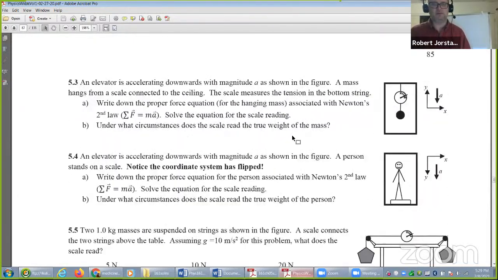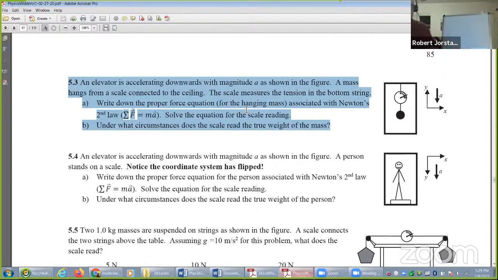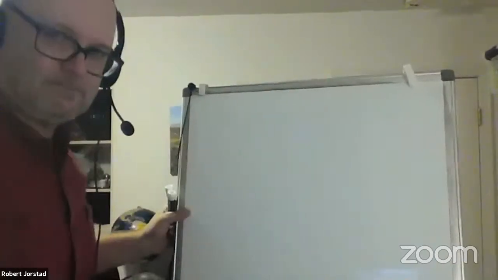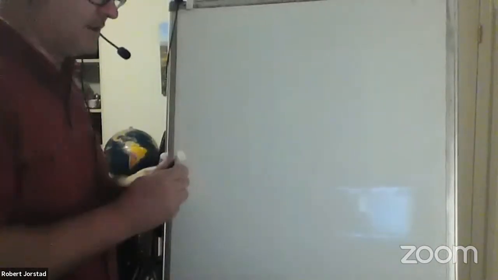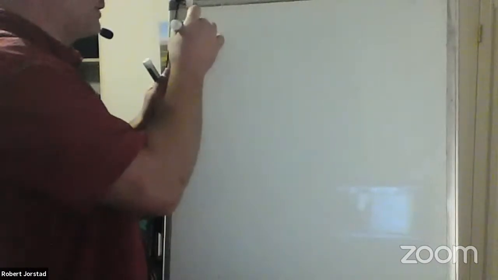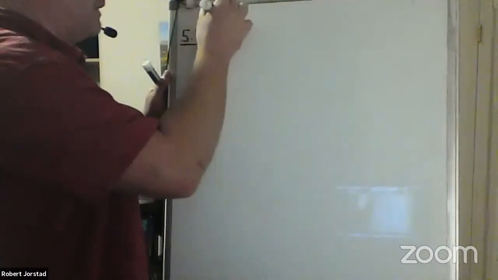Let's start simple. 5.3. Okay, you're in an elevator. You're accelerating downwards. I'm going to show you how I would do this problem. So hopefully you have enough time to read it really quick. And again, you've got it in front of you, page 85, number 5.3. Okay, so I want you to see the board with me while I do this one. So this is 5.3, page 85. Making sure I didn't screw that up.